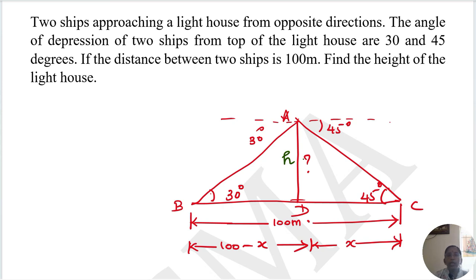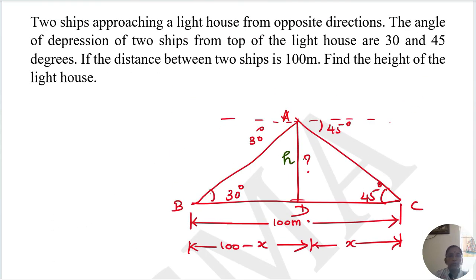Two ships are approaching a lighthouse from the opposite direction. So AD is our lighthouse. The angles of depression of the two ships from the top of the lighthouse are 30 and 45 degrees. If the distance between the two ships is 100 meter, that is the B to C distance, find the height of the lighthouse. So h, that is AD, has to be calculated.